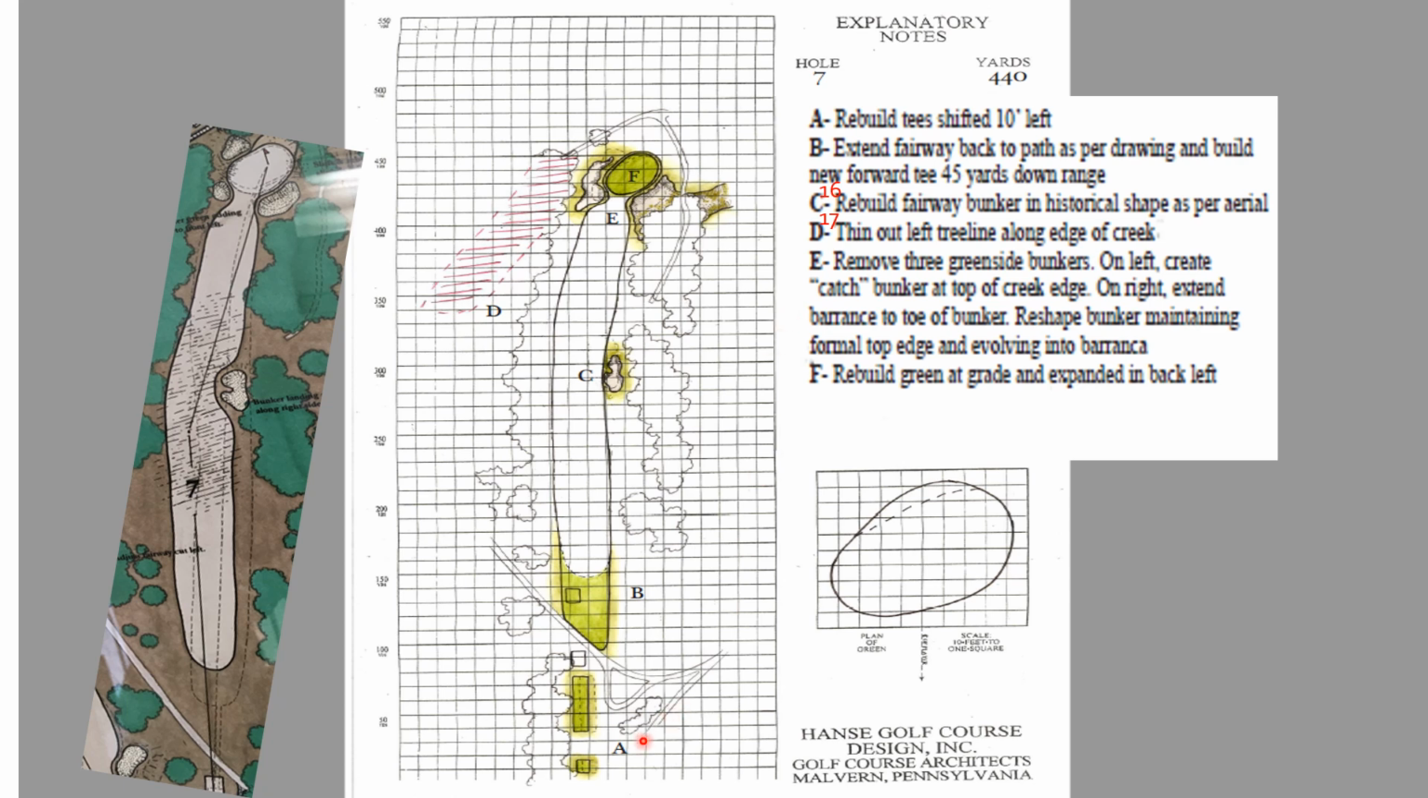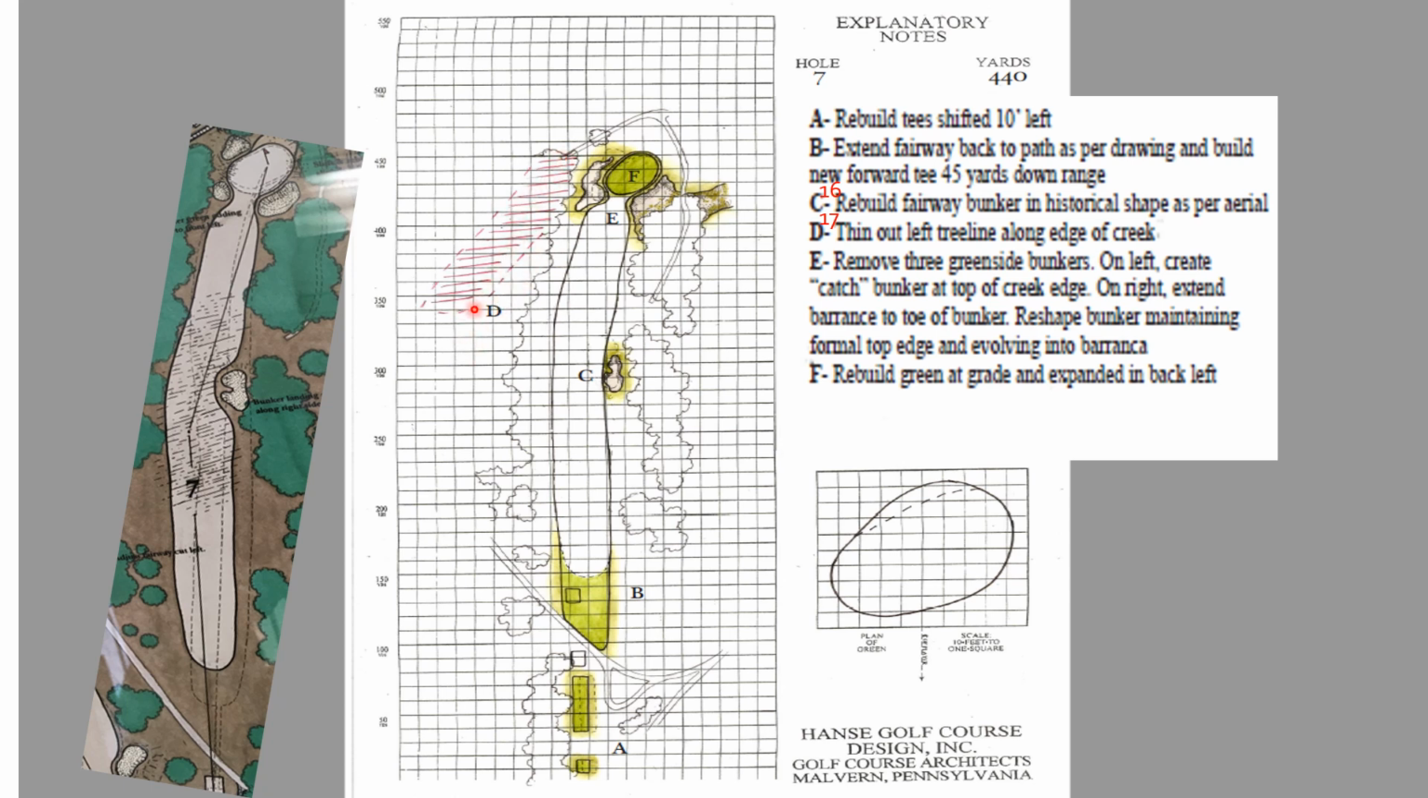Number 7. Tee shifts over about 10 feet. So this is the current line, moves over a little bit to the left. Fairway back to the big road. So it's kind of like 2. It can't come all the way and tie into this tee because there's a road in between it. So it just kind of goes all the way back to the road and will tie in as far back as it can. This bunker stays about the same place as the current bunker. It just kind of gets reshaped a little bit more historically old school looking bunker.